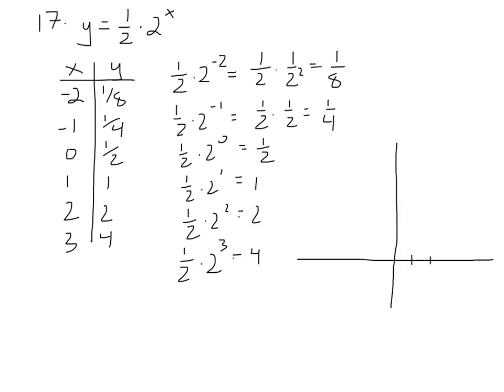Plot some of these points. Okay, so plot them in red. So -2, 1/8 is very small. I'm just going to guess it's here. -1, 1/4 is a little bit higher than that. 0, 1/2, well, it's going to be about there. 1, 1, 2, 2, and 3, 4.